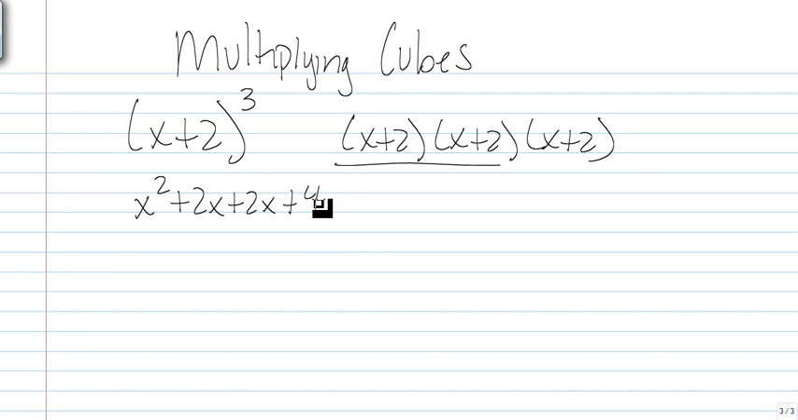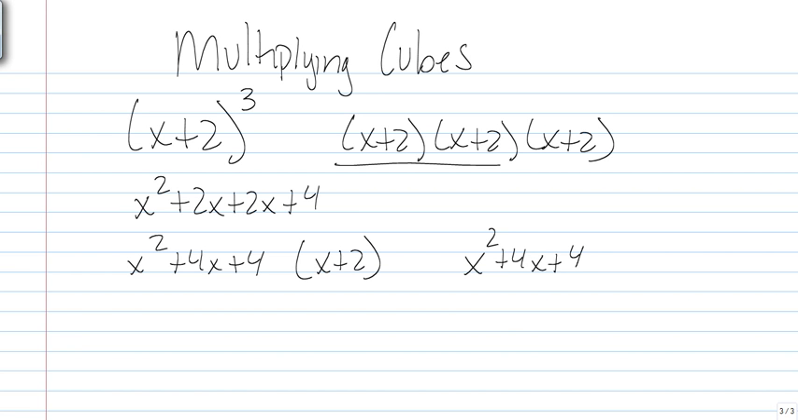Let's go ahead and combine our terms. So we have x squared plus 4x plus 4. So now we have that, and we have to multiply that by the last x plus 2. Whichever method you liked doing, you can pick your method. I personally prefer the vertical format. So we have x squared plus 4x plus 4, and you're going to multiply that times the x plus 2.